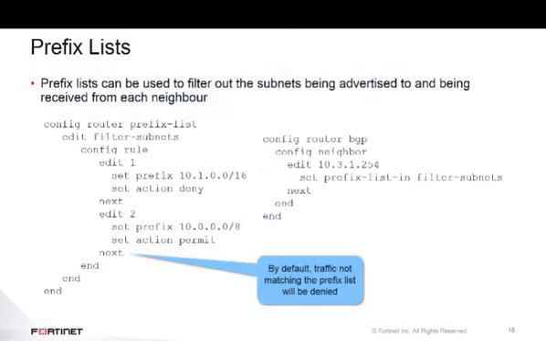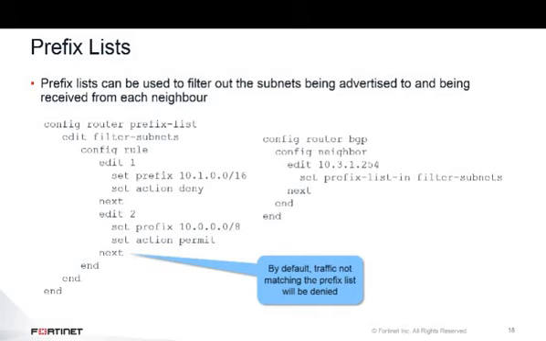By default, the subnets under the config network command and the subnets redistributed from other routing protocols are advertised to all the neighbors. With a prefix list, you can be more selective about which prefixes to advertise to each neighbor. Additionally, prefix lists allow you to select which prefixes you want to use from each neighbor.